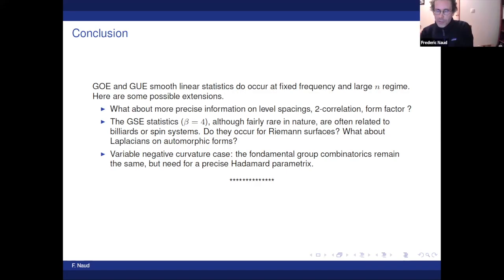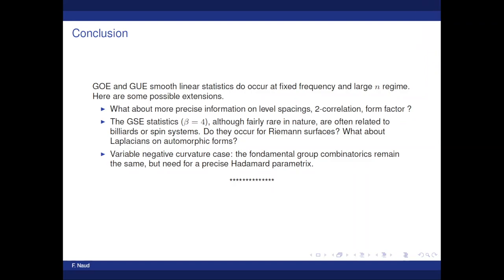And then one last comment is, it might be possible to prove something like that for the variable negative curvature case, for the reason that the fundamental group is the same, the combinatorics are the same. The only thing is that you don't have an exact trace formula, so you need something like a good Hadamard parametrix. But as you see, we are not really going very far here. It's not really a semi-classical computation. So maybe it's possible to do something with a good enough parametrix for the wave equation, and replicate the result in the variable negative curvature case. I don't know, but I have the feeling that it's not so far.